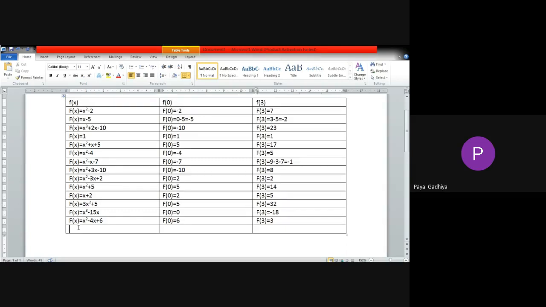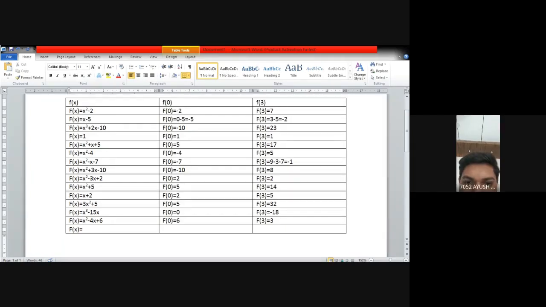The next is Ayush Pakar. Are you ready with the example? Yes, ma'am. Okay, on your camera and give the example of a function. What is your f of x? F of x is equal to x square plus 2x plus 5. Your face is not visible.